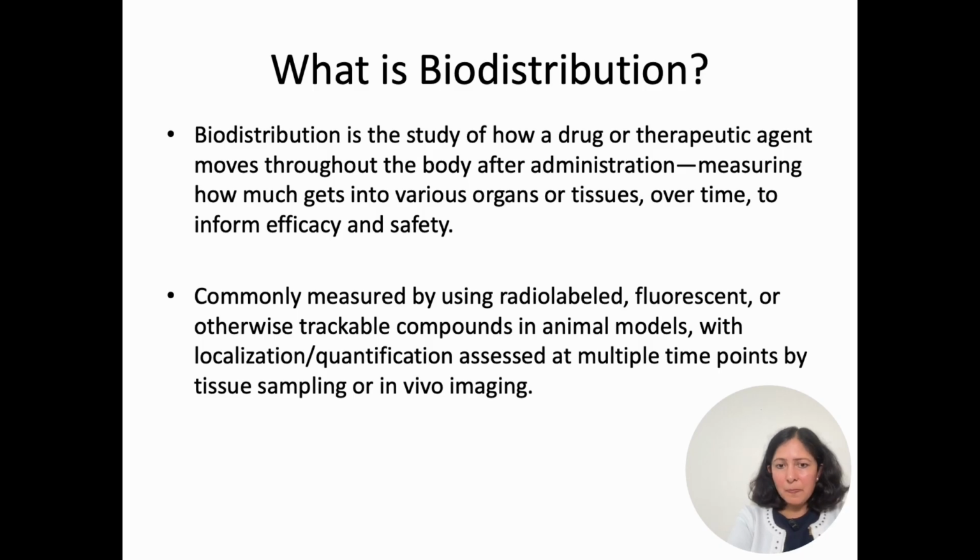of the drug. Many times these molecules are radio-labeled or fluorescently labeled so that we can track them. We can also quantify these drugs by using different bioanalytical methods. We can quantify these drugs and understand their biodistribution.